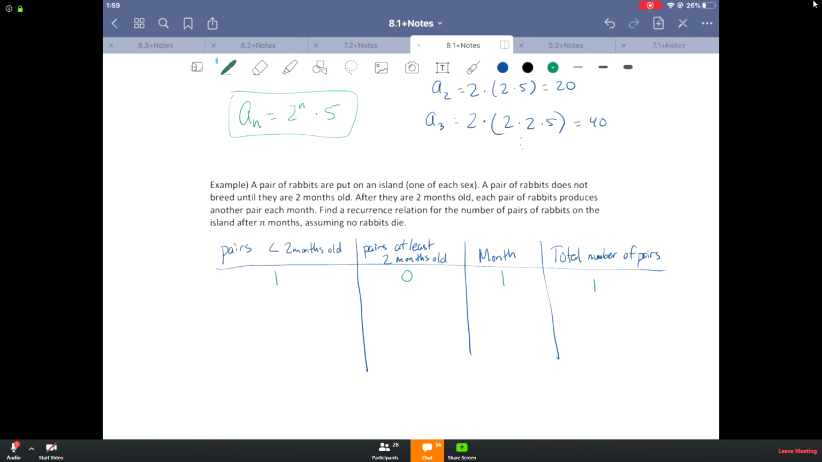Okay, the beginning of the second month, they're not 2 months old yet, right? They've only been 1 month. They got to wait until the second month. So we still have 1 pair. We have 0 that are at least 2 months old. This is our second month. We still only have 1 total pair, right? But now beginning this third month, you'll see that that 1 pair is going to be able to breed and have 2 more rabbits.